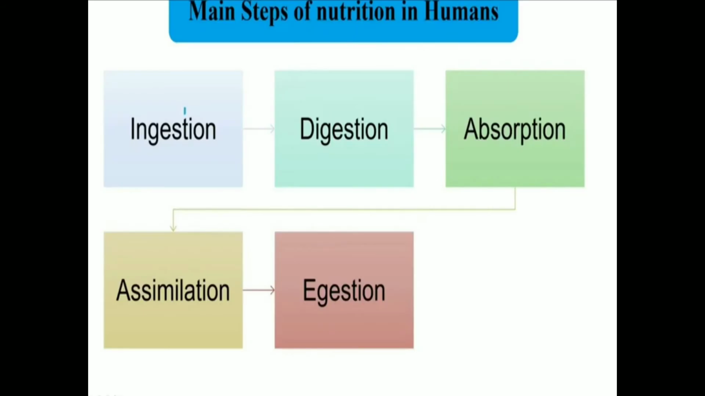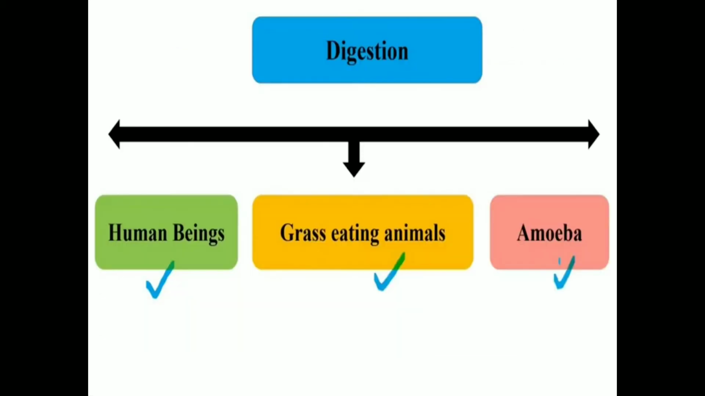Okay, the main steps of nutrition in animals, or nutrition in humans: ingestion, that is taking food. Then digestion, then absorption in the small intestine, then assimilation, that is transportation of absorbed substances to different parts of the body, and finally egestion, that is removal of undigested food from the body. So now we have completed nutrition in human beings. Okay, now we will talk about grass eating animals and amoeba.